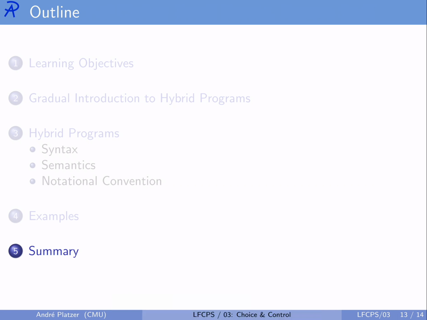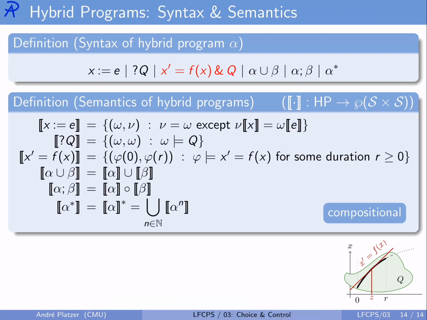So now let's summarize what we've learned in today's chapter. We've seen the syntax of hybrid programs with discrete assignments for discrete computation, tests for checking conditions on the state, differential equations with evolution domain constraints for continuous dynamics, non-deterministic choices between two hybrid programs alpha and beta, sequential compositions for running the beta program after the alpha program, and non-deterministic repetitions for running, for example, control loops any number of times.